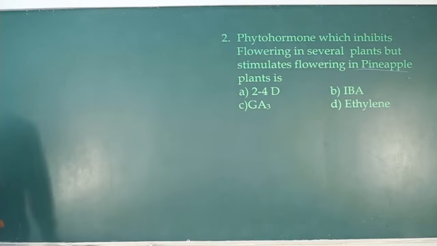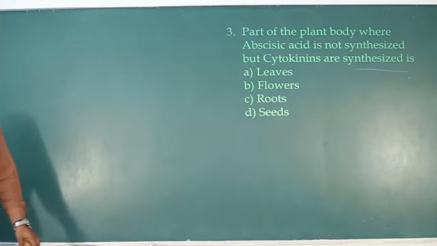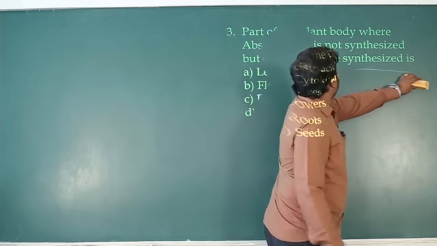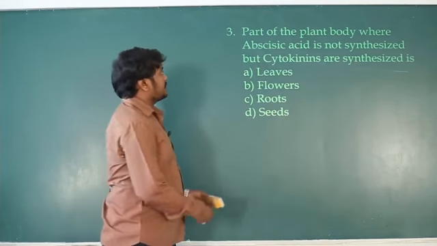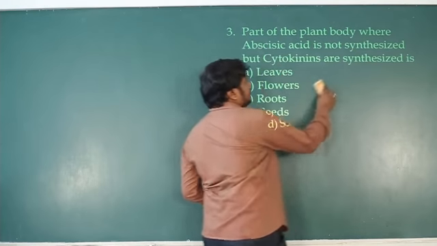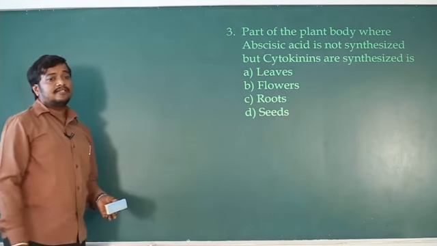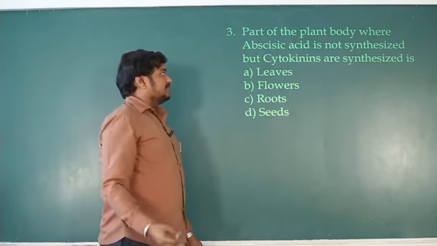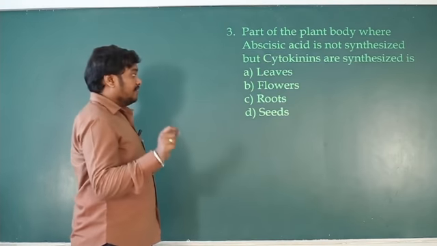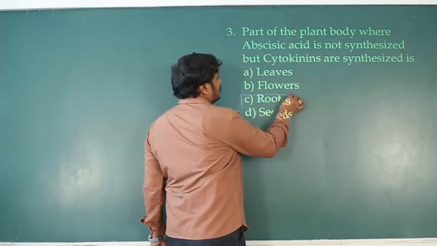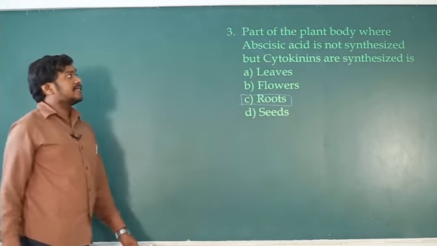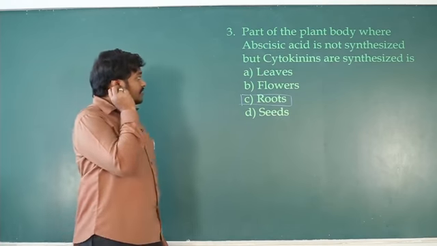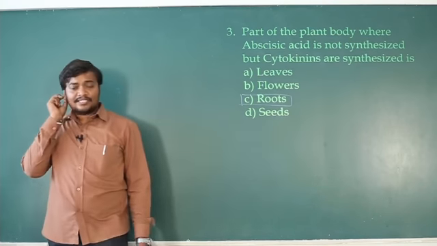Question number 3. Which part of the plant body is where abscisic acid is not synthesized but cytokinin is synthesized? That is the roots. In roots abscisic acid synthesis is not needed, because the root is under the soil and there is no need for dormancy and all for that root.